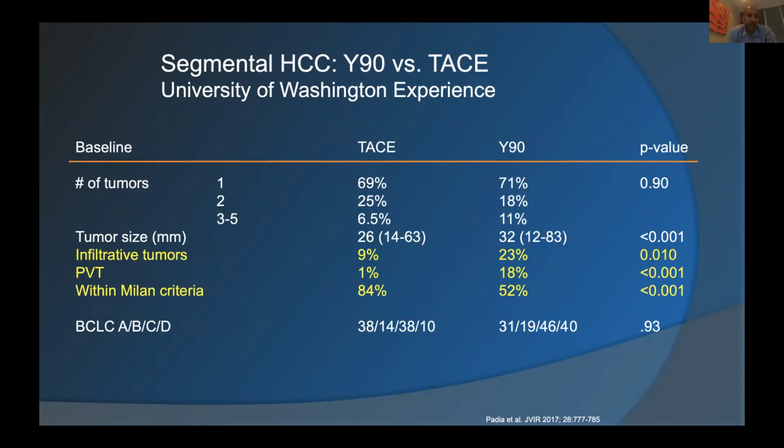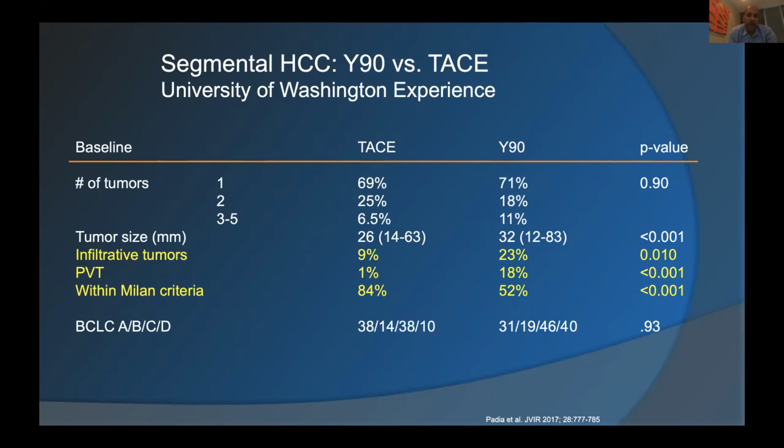The differences are highlighted in yellow. So this was our institutional preference. We felt that with infiltrative tumors, we get better results with Y90. So there was an institutional and physician selection bias for patients with vascular invasion and infiltrative tumors towards Y90. And similarly, patients who are already within Milan criteria where we were bridging to OLT, we just historically always did it with TACE. And so we kind of stuck with that. And so that's why you see those differences there.